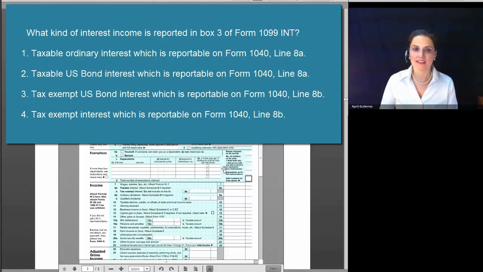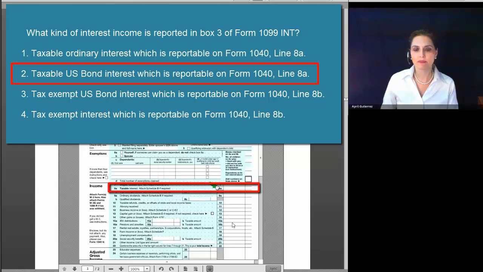So again, I think it's important to understand each box on a reporting document like 1099 INT or a W-2. If you read a document that says Box 3 interest is $100, that should mean something to you. You should know what to do with that number and not be relying on your tax software to think its way through that scenario for you. The correct answer is response number 2. Taxable U.S. bond interest is fully taxable on the federal return. It is entered on line 8A of Form 1040.